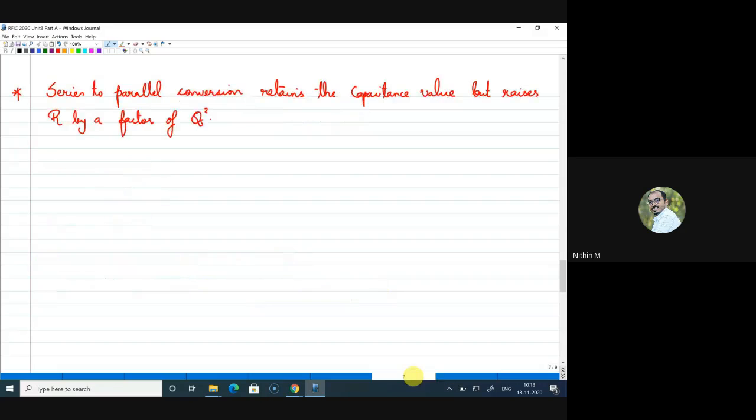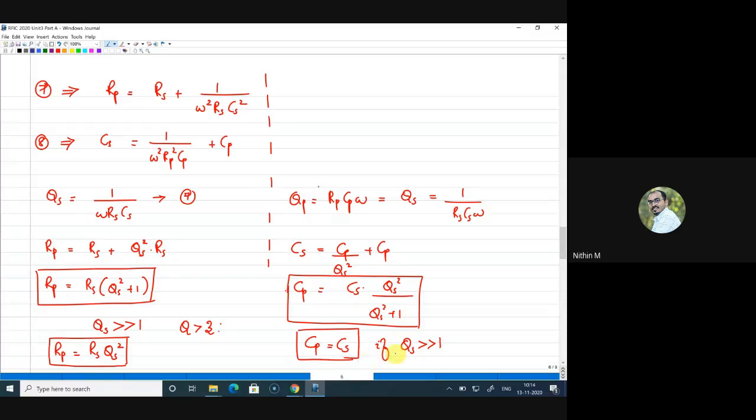That I haven't written here, so let me make a note of it here. We observed that when we do series to parallel conversion, the capacitance value is retained, but the resistance value is raised by a factor of QS square, and that is true when your QS is larger than 1. If your QS is larger than 1, then your CP will be equal to CS.